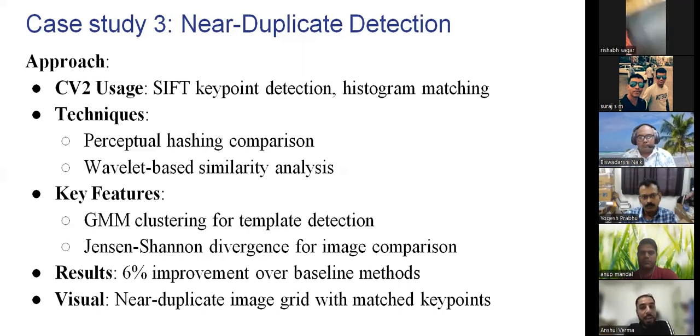The baseline likely includes raw pixel comparison, basic histogram matching, or naive hashing. The improvement demonstrates the effectiveness of the multi-technique hybrid approach.